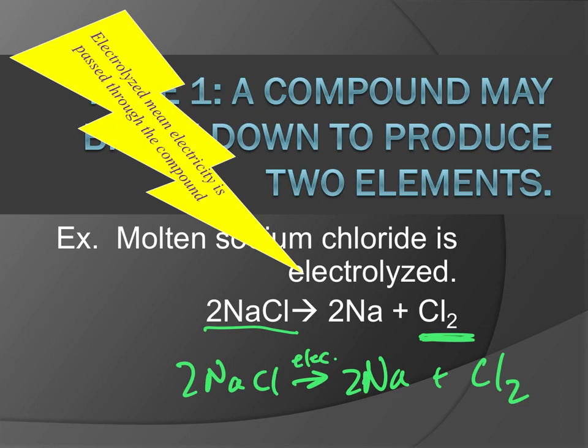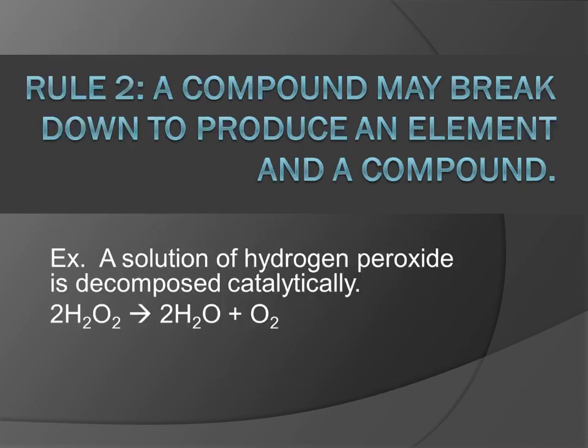So when it says molten sodium chloride is electrolyzed, you could write a liquid symbol after that sodium chloride, but this is certainly sufficient. So that's one thing that happened. Something else that can happen is a compound may break down to produce an element and a different compound. Hydrogen peroxide is a prime example of this. Hydrogen peroxide will break down to make water and oxygen gas. That's actually one of the ones we're going to have you memorize. And then you would go back and balance it as I've done here. So that's another thing that could happen.